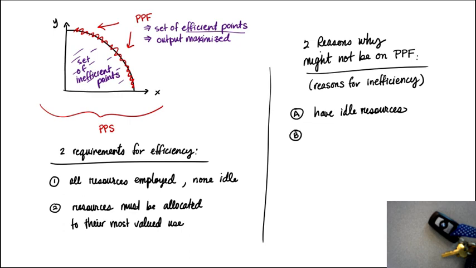And then the other one might be, let's say we don't have any idle resources. The other one might be, yeah, the resources aren't allocated correctly. We're not allocating resources correctly. So we call that resource misallocation.